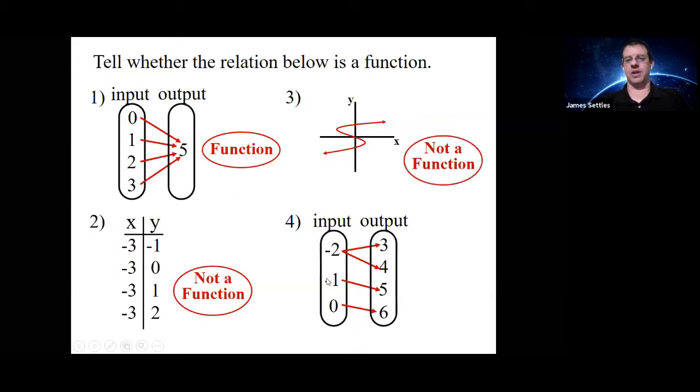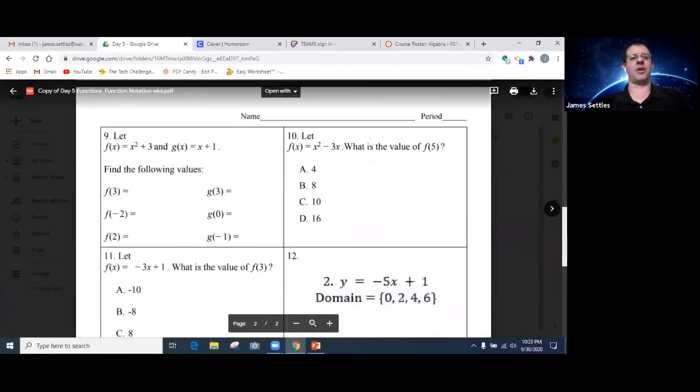And then this last one, as we look at it, so remember, we're only looking here. And I look at this 2, and it's got 2 arrows, so that's not a function. All right. So now we're going to move into something called function notation.